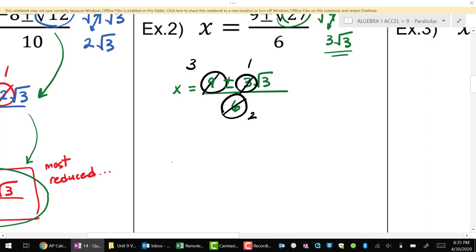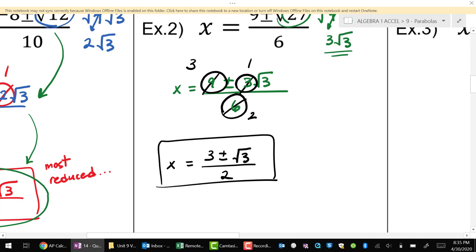Now let's put together what we have. Solution would be 3 plus or minus 1 root 3, all divided by 2. And that is my most simplified solution.